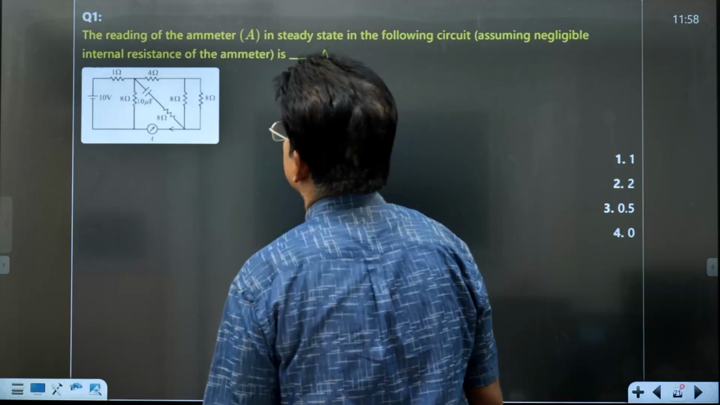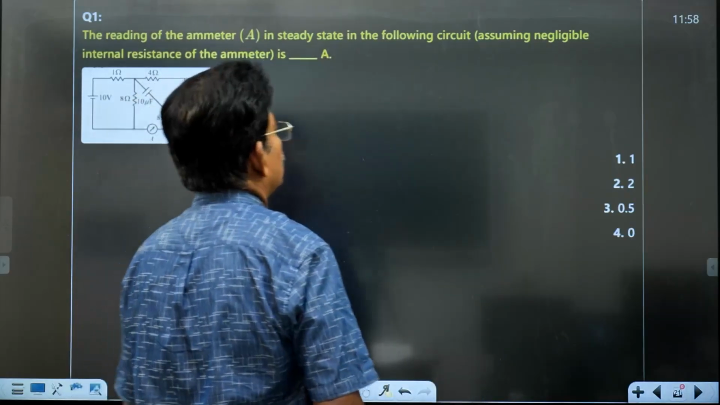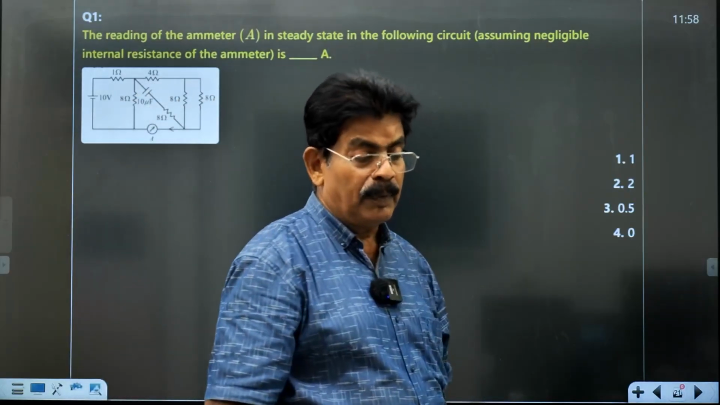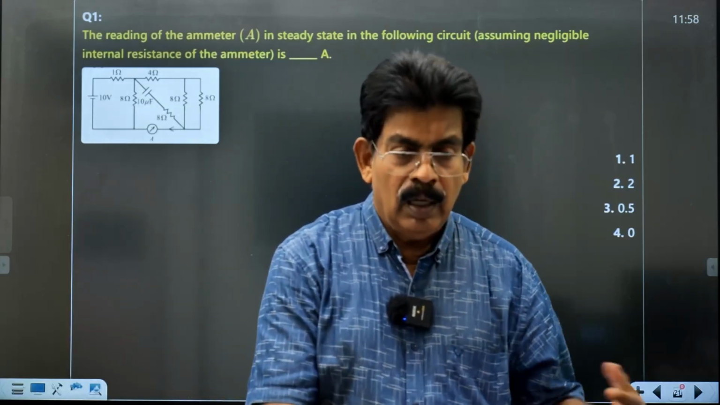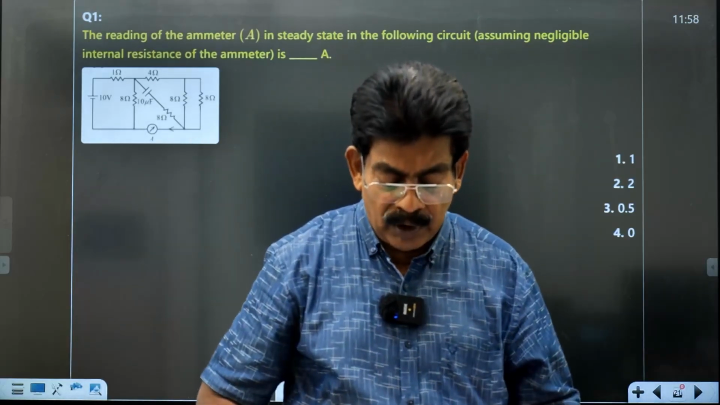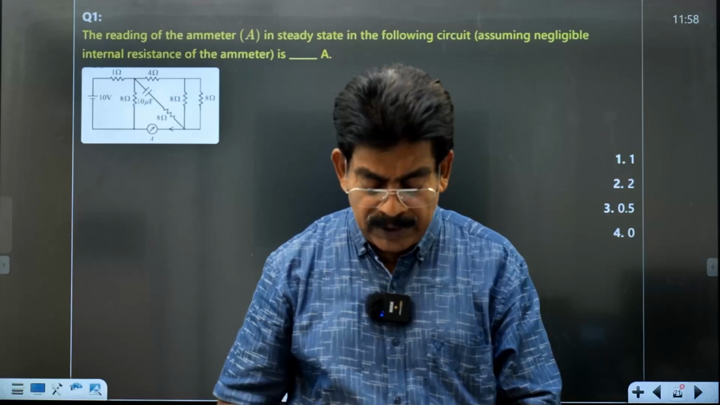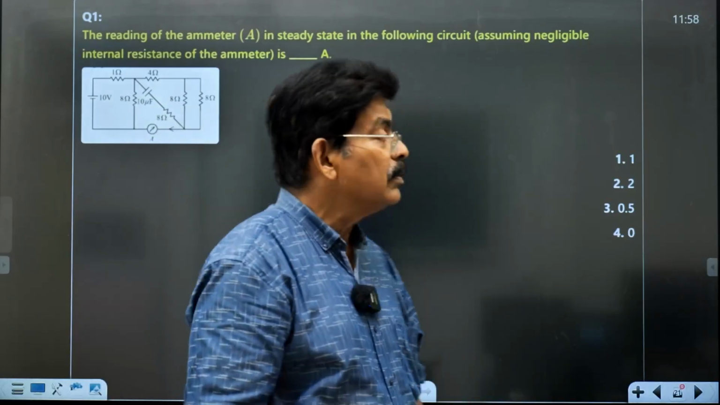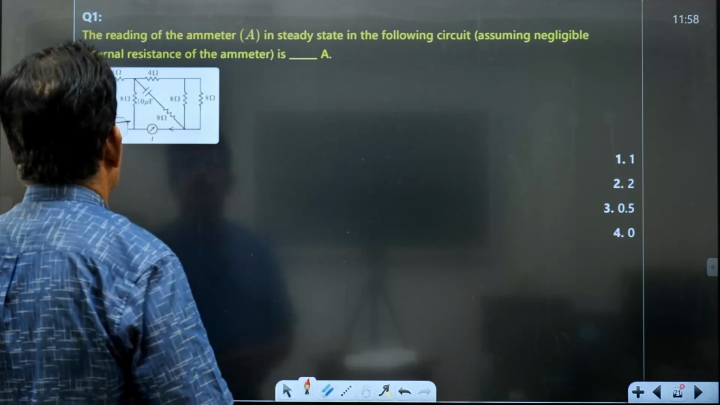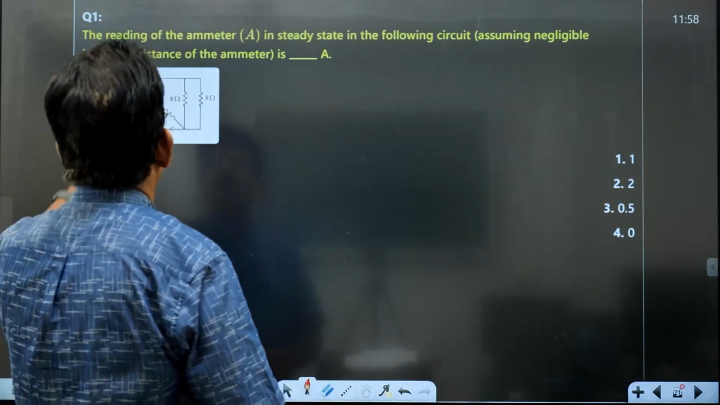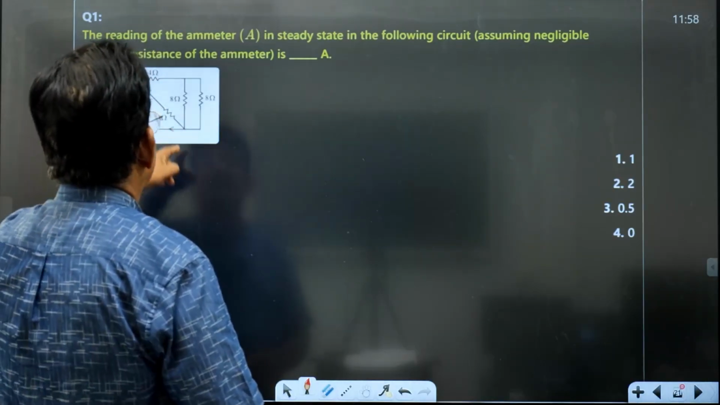We come to the next question. This question is coming from Electromagnetic Induction and related paper. Now, there is a circuit given to you. The circuit contains an inductor, a capacitor, and a source of EMF, forming a network.